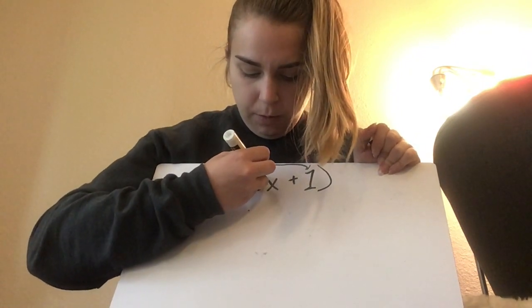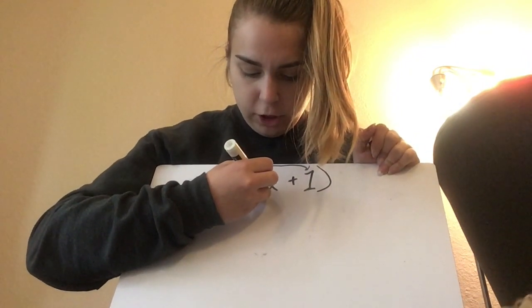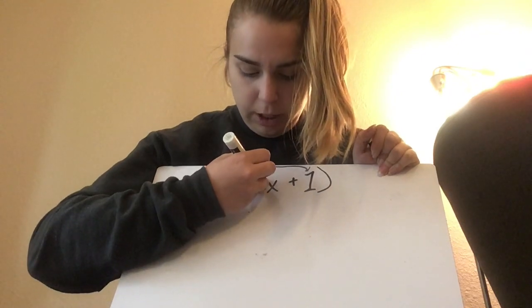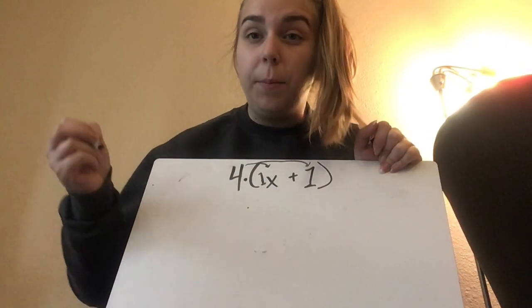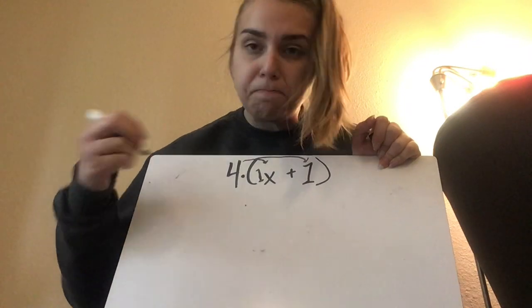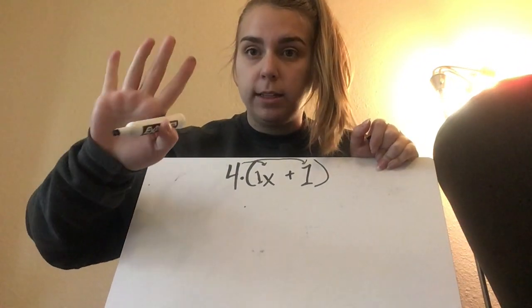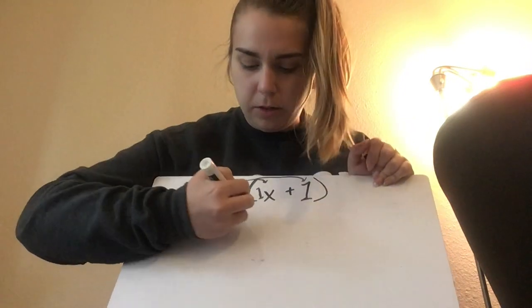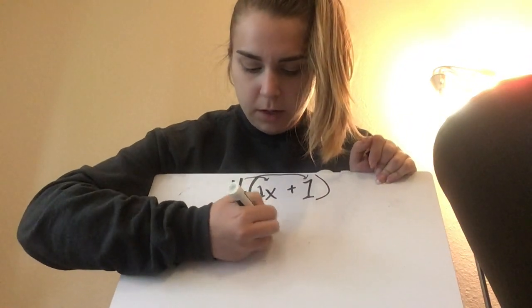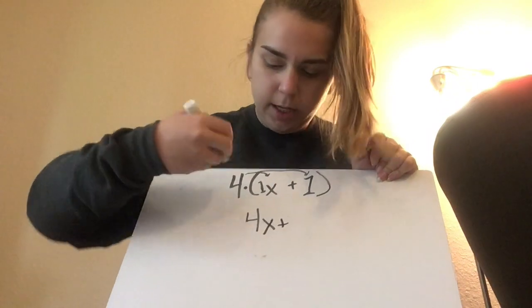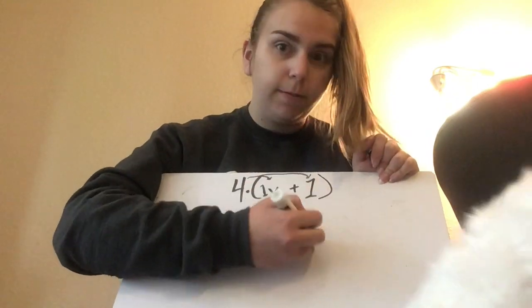Well, I'm going to multiply by the coefficient. Remember that if there's no coefficient, there's an imaginary 1. All right, I'm going to multiply by the coefficient. So if I had 1x before, now I have 4x's, right? Because I multiplied it by 4. That makes sense. Okay, so 4x plus 4 times 1, which is just 4.